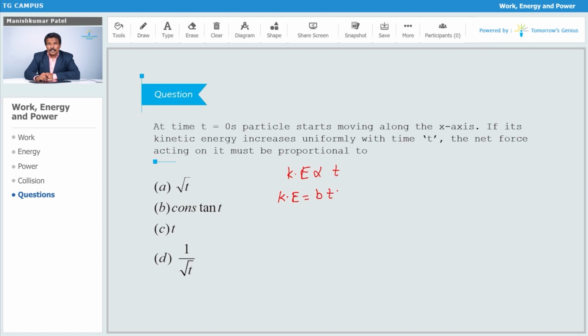Further, kinetic energy is half mv square, so half mv square equals b into t. Then mv square equals 2bt, so v square equals 2bt upon m. For this particular case, let's say this is ct, so v equals square root of ct.